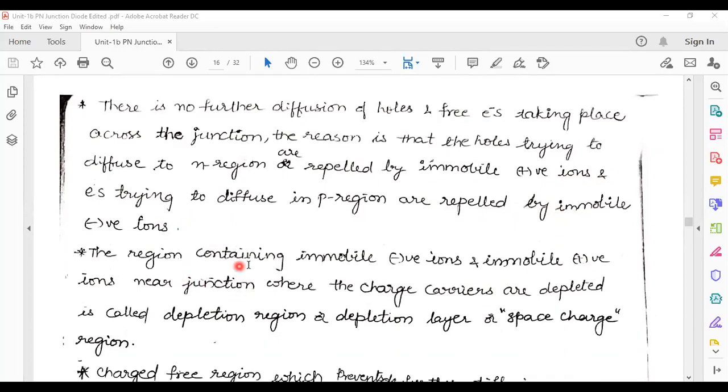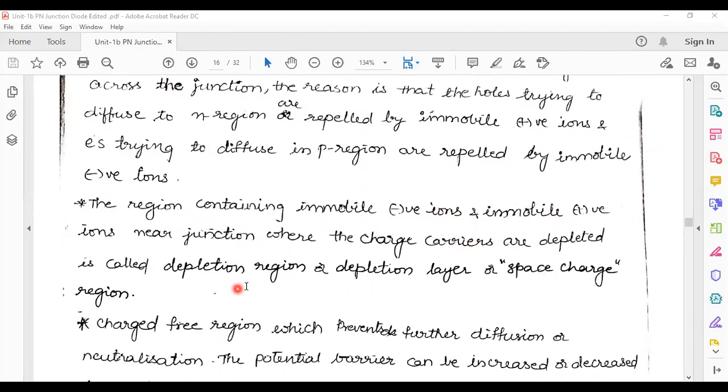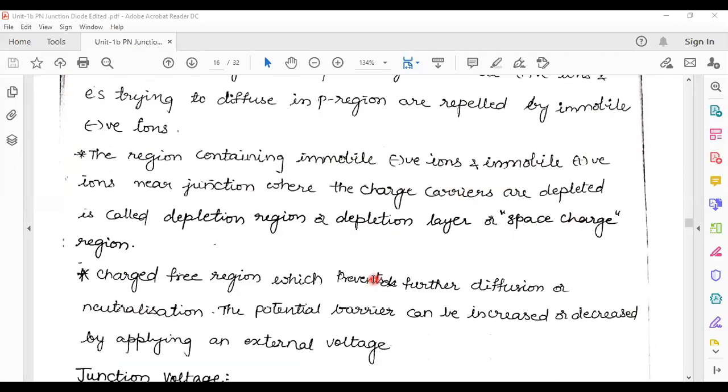The region containing immobile negative ions and positive ions near the junction, where the charge carriers are depleted, is called the depletion region. We can also call this region the depletion layer, or the space charge region. There are three names that can be given: depletion region, depletion layer, or space charge region. That space is made up of two charges, positive and negative charges, so we can call it the space charge region also.